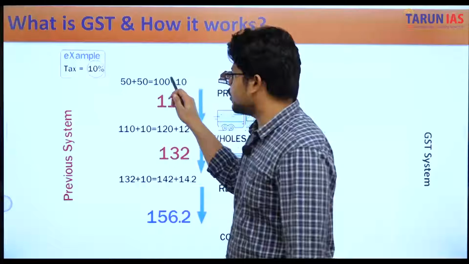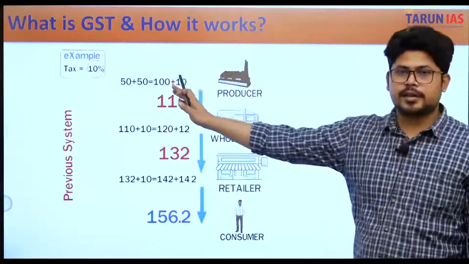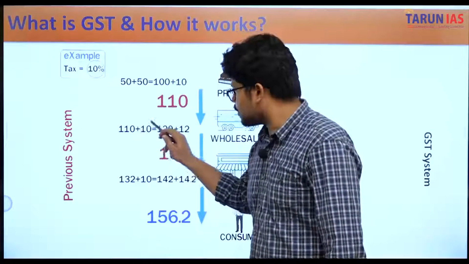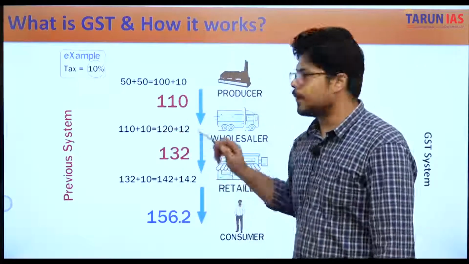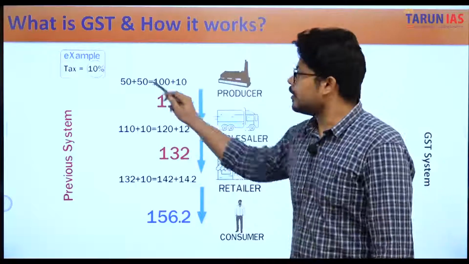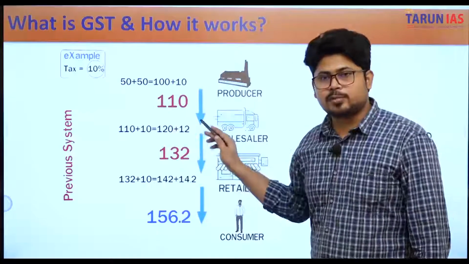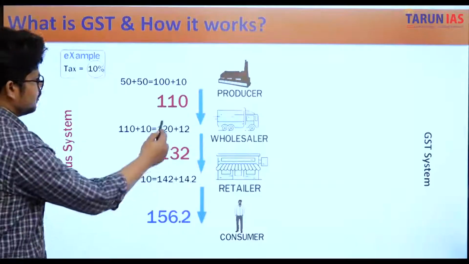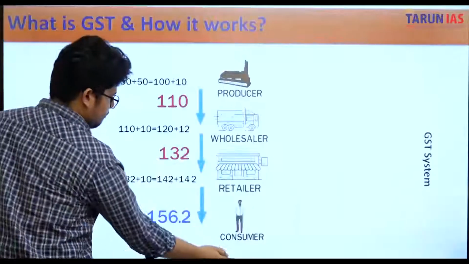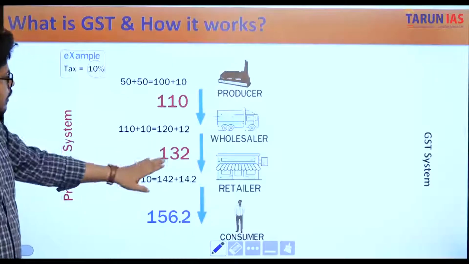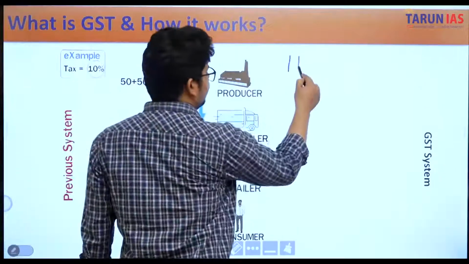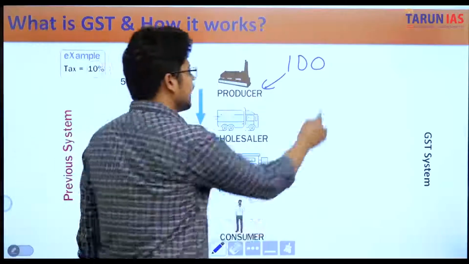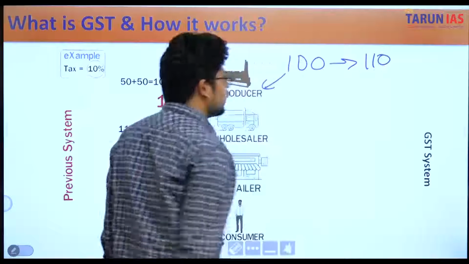Although the cost should have been 100 rupees, but due to the imposition of tax, okay, it has become 110 rupees. Then the wholesaler comes and keeps 10 rupees as his profit and makes the cost 120 rupees, okay. Now 10% of 120 is 12 rupees, so the cost adds up to 132 rupees. Now you can clearly see that this 100 rupees was the cost at the factory gate, okay, and 10% tax makes it 110, okay.